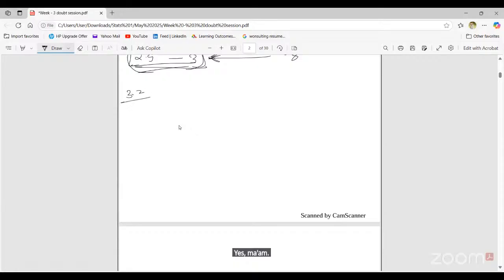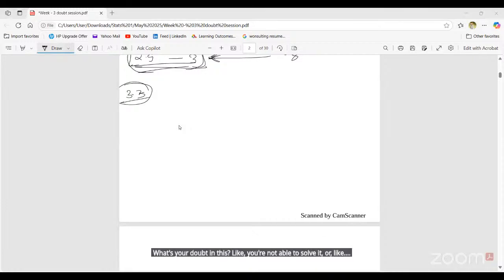Okay. What's your doubt in this? Are you not able to solve it, or what is it?